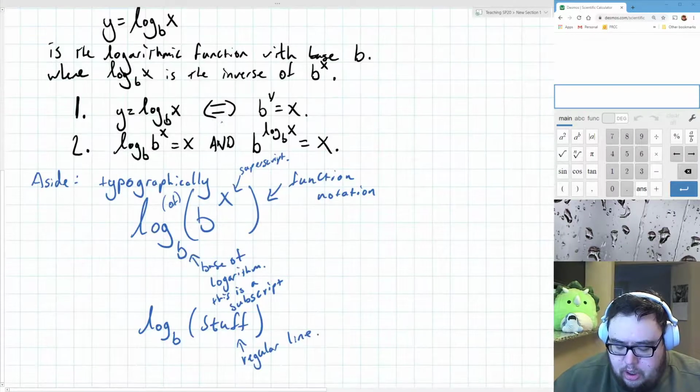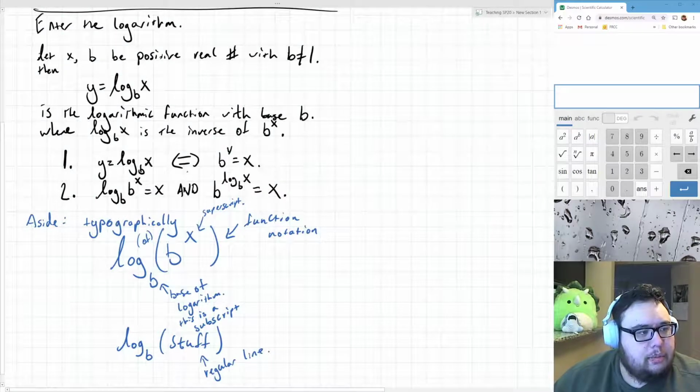Any questions so far about the definition of the logarithm or how to write them?